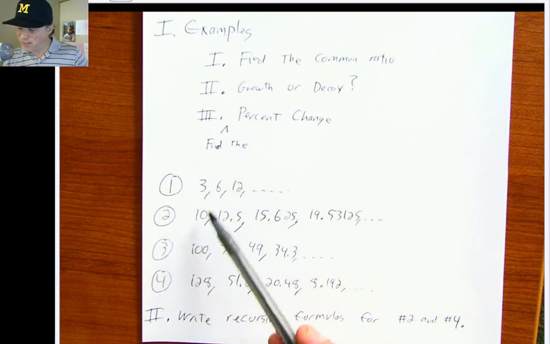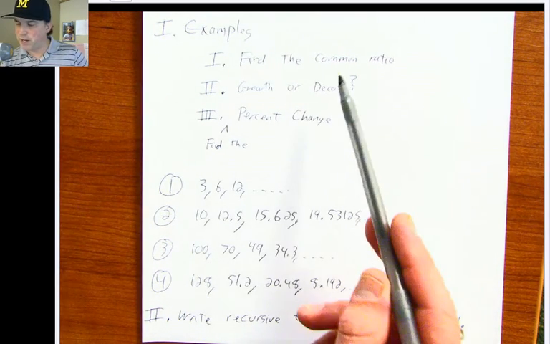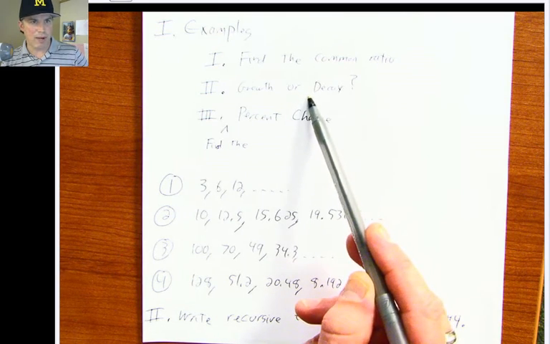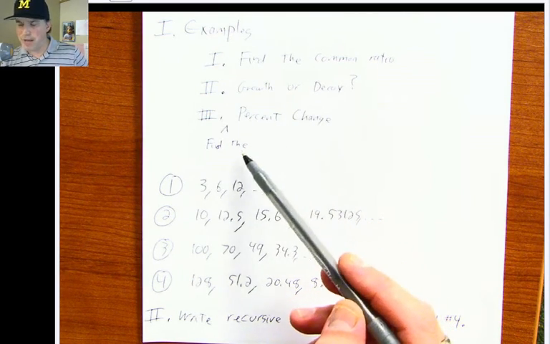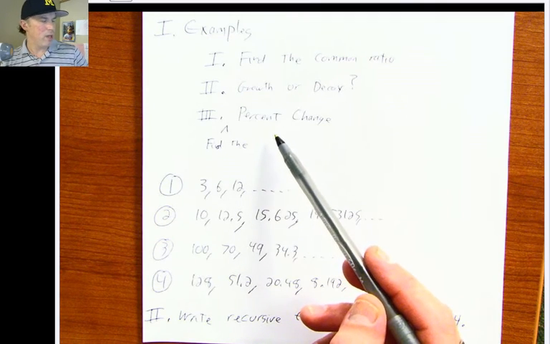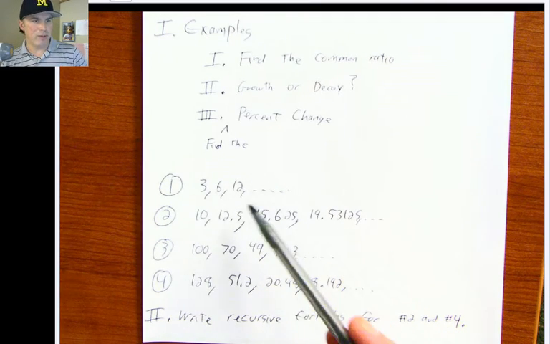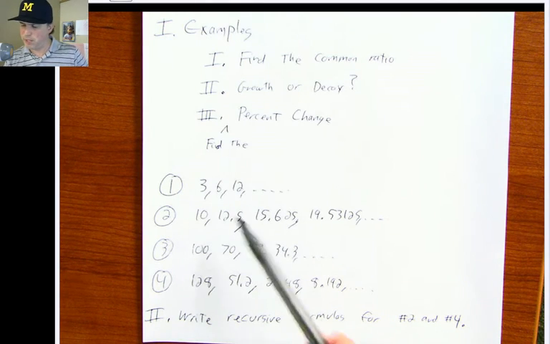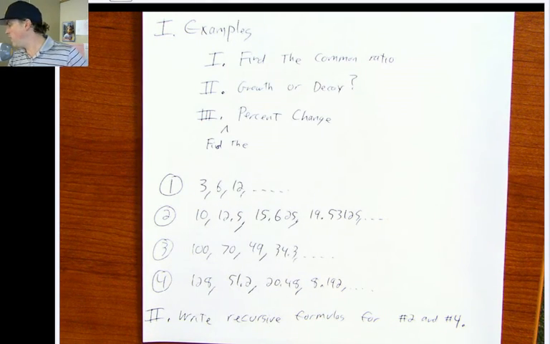We're going to take these 4 examples and find the common ratio. We're going to have to answer whether it's a growth or decay. We need to find the percent change. And that's what we're going to do the first time around. Then the second time around, we're going to make recursive formulas for numbers 2 and 4.